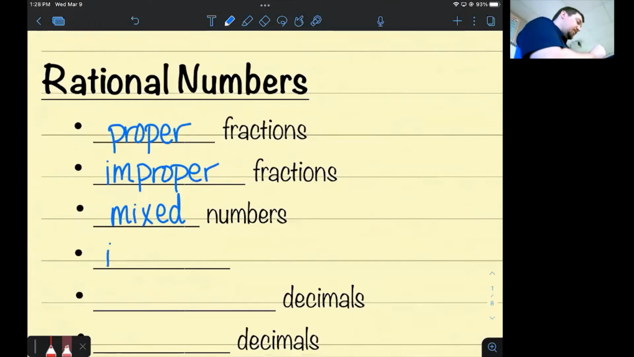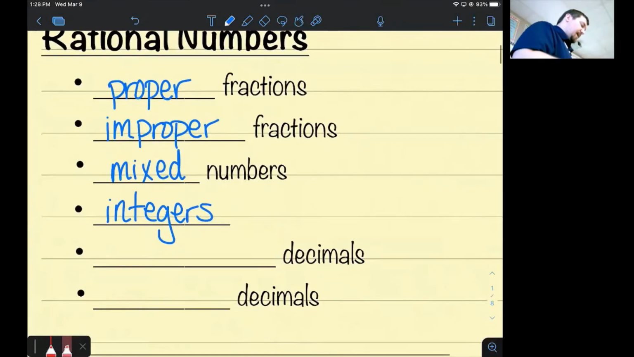Also, integers can be written as fractions. How do I turn the number -8 into a fraction? Put it over 1. That's exactly right. You turn it into a fraction that way. Next one.